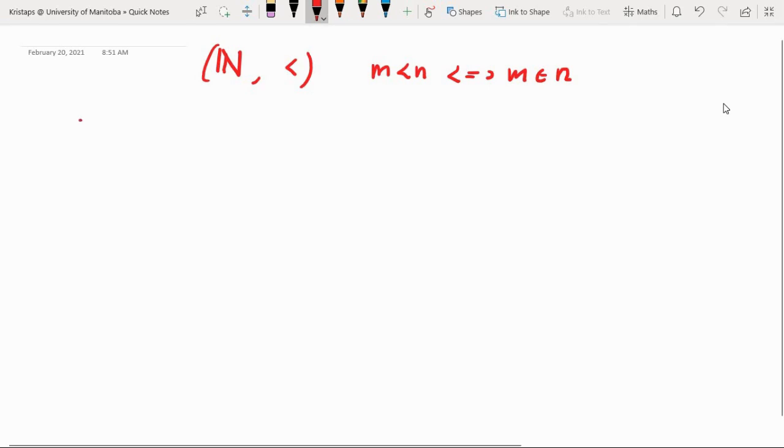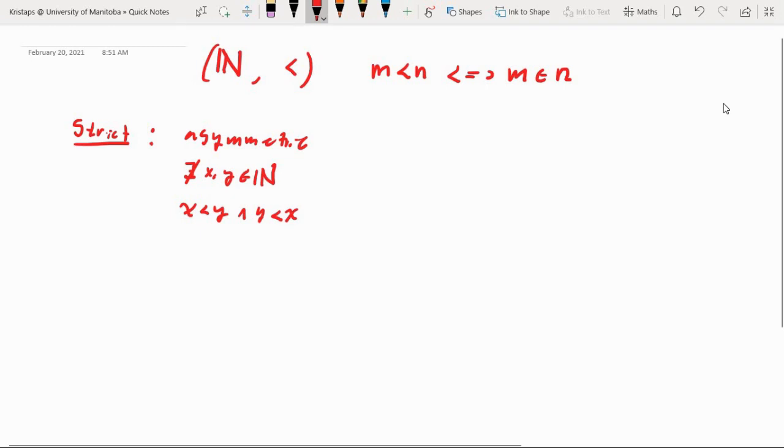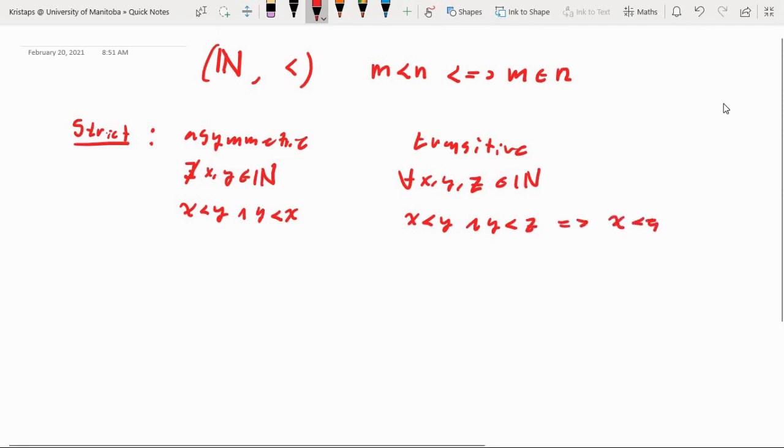So first off, recall that an ordering is said to be strict if it is asymmetric, which means that there does not exist a pair of elements, in this case, particularly in the natural numbers, such that both x is less than y and y is less than x at the same time. And the second property it must satisfy is that this is transitive, which means that for any triple x, y, and z belonging to the natural numbers, if x is less than y and y is less than z, then it must be the case that x is less than z.